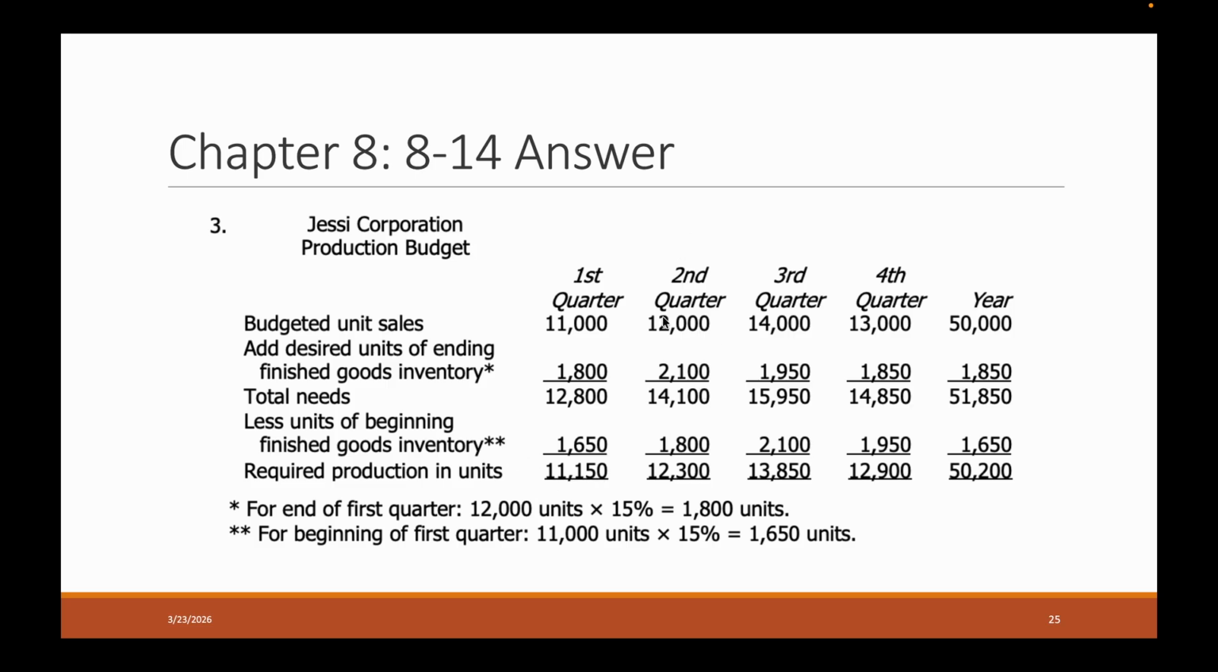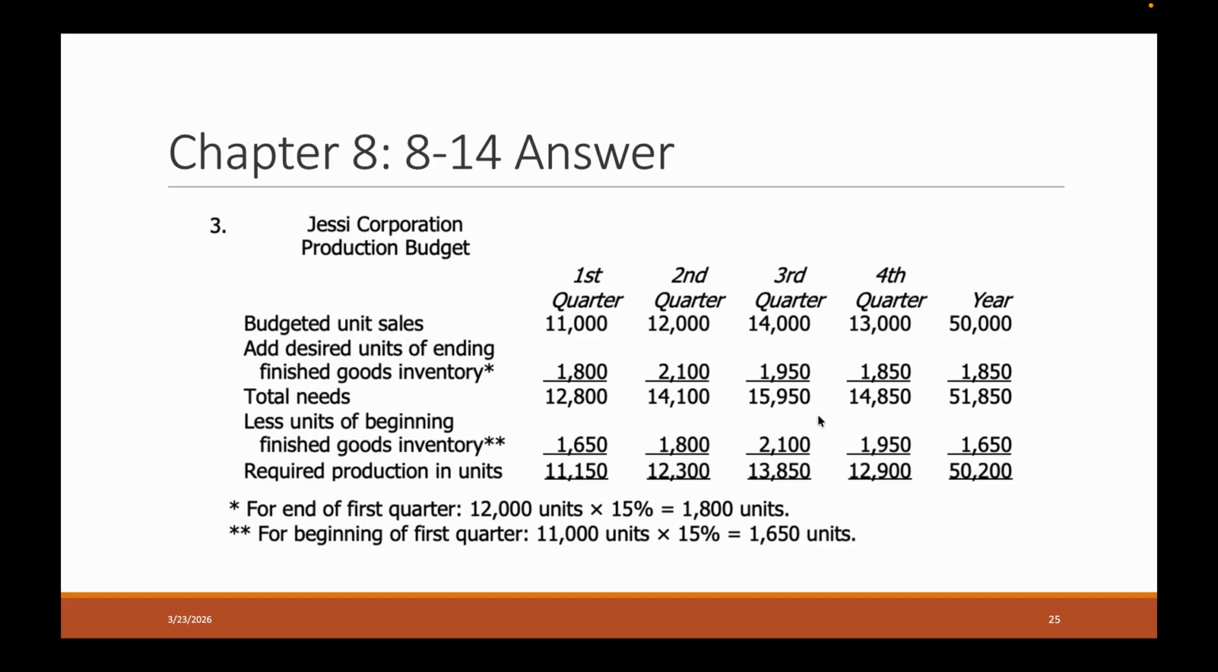Moving into quarter 2, we're budgeting to sell 12,000 units. Our ending inventory is 15% times this next quarter's amount, which is 2,100. So our total needs is 14,100 minus the beginning amount we have, which is just the ending amount from the last period. Because we ended quarter 1 with 1,800, we're going to begin quarter 2 with 1,800. So we can subtract out our beginning amount, and that gives us 12,300 in production units.